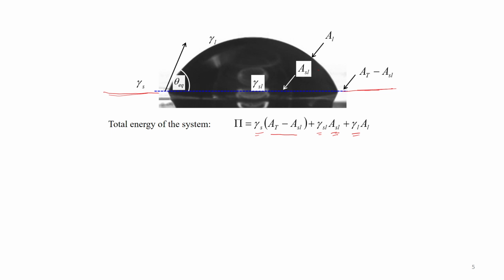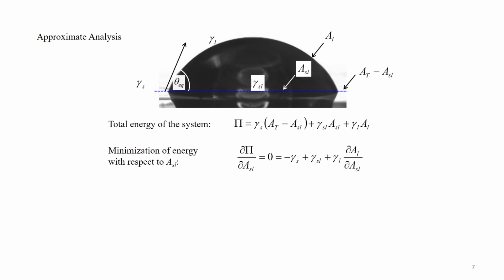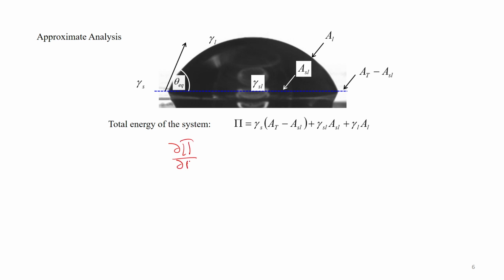Now, I will minimize the total energy by two different methods. One is somewhat approximate, and then I will present a more rigorous analysis. In the approximate analysis, you estimate del pi by del ASL, where pi is the total energy. Let me write it, it will be better. So, del pi by del ASL will equal minus gamma S plus gamma SL plus gamma L into delta AL by delta ASL, like that.